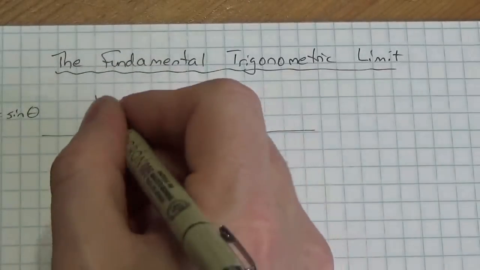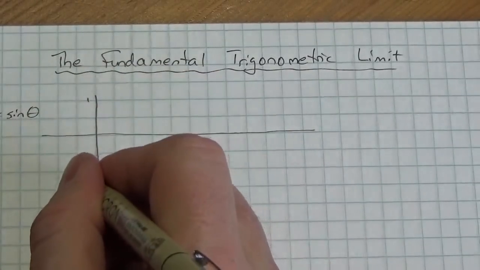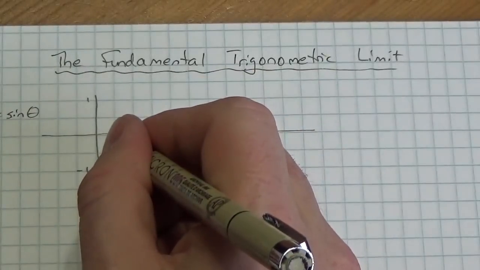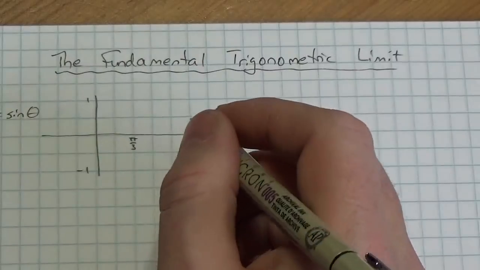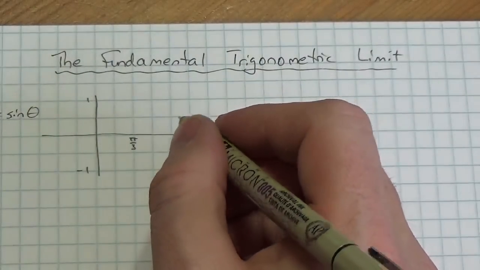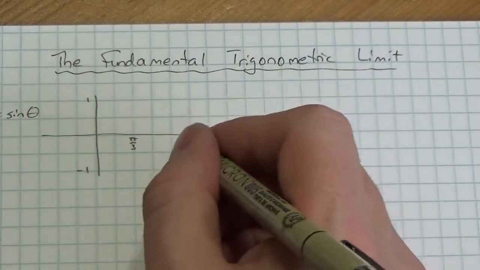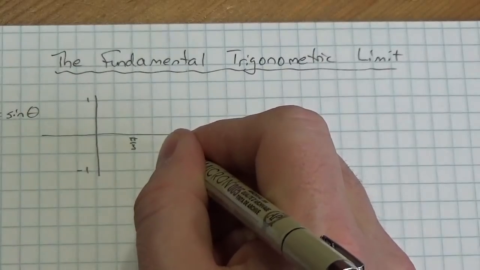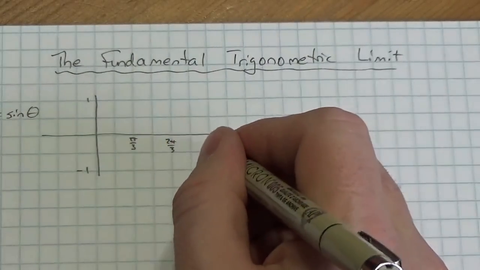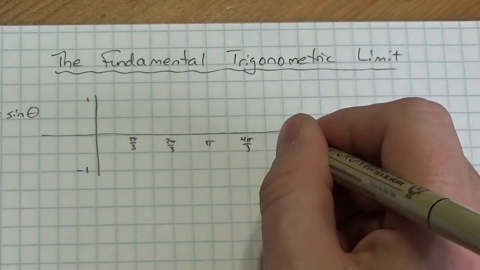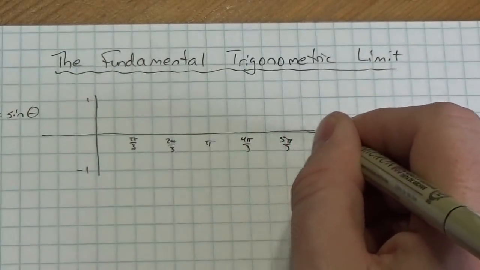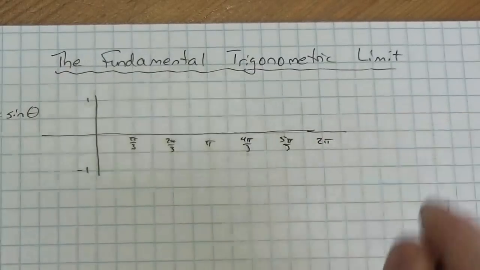I'm going to give myself a little scale. This will go up to 1, and this will go down to -1. I'll go up by pi over 3, then 2 pi over 3, pi, 4 pi over 3, 5 pi over 3, and then out here at 2 pi.